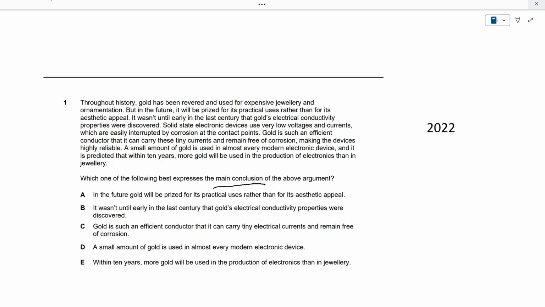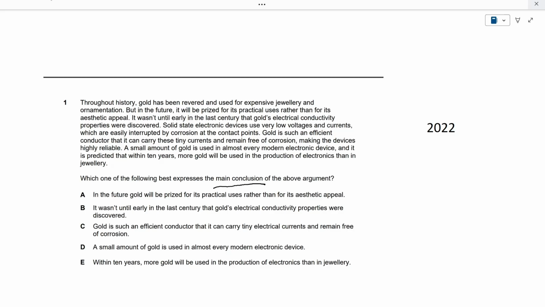It wasn't until early in the last century that gold's electrical conductivity properties were discovered. Solid-state electronic devices use very low voltages and currents, which are easily interrupted by corrosion at the contact points. Gold is such an efficient conductor that it can carry these tiny currents and remain free of corrosion, making the devices highly reliable. A small amount of gold is used in almost every modern electronic device, and it is predicted that within 10 years, more gold will be used in the production of electronics than in jewellery. Which one of the following best represents the main conclusion of the argument?